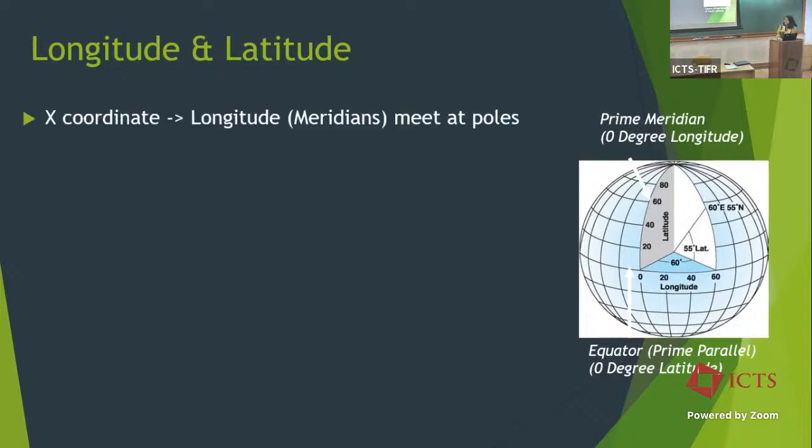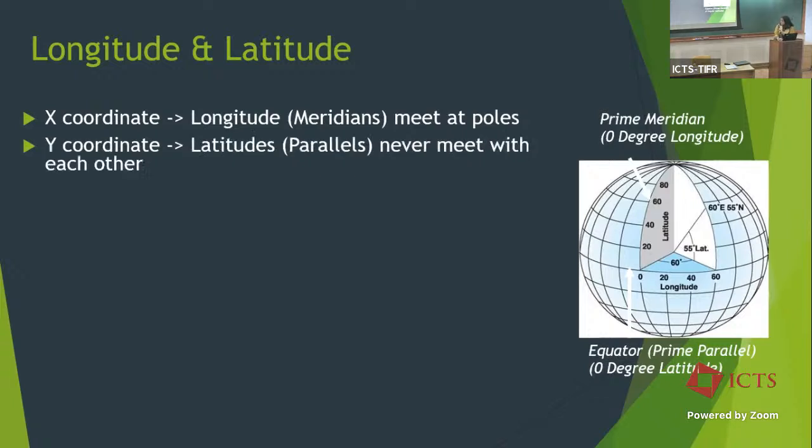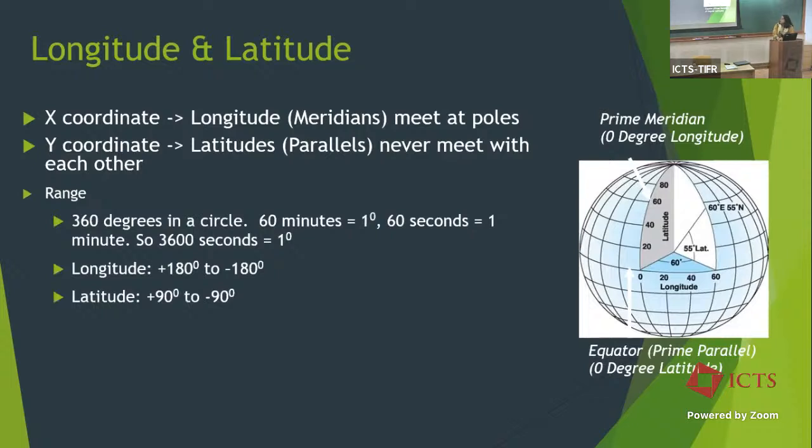And all of you are very familiar with lat-long, so I'm just going to rush through this. You have lines of longitude, which are your x coordinates. You have latitudes, parallels, which are y coordinates that never meet each other. The longitudes merge at the poles. Unit of measurement is in degrees. And you range in longitude from positive 180 to minus 180, and in latitude from positive 90 degrees to negative 90 degrees.